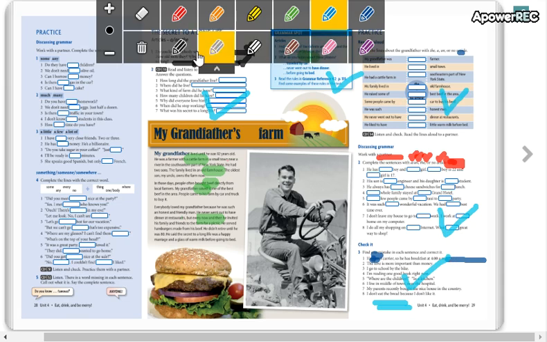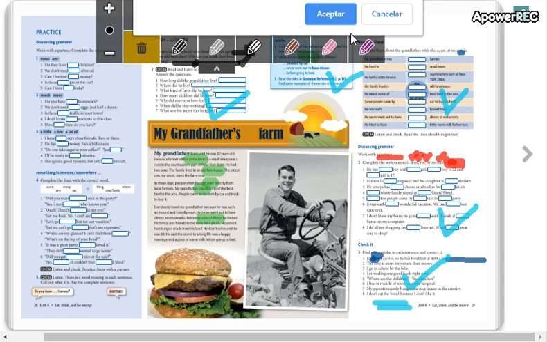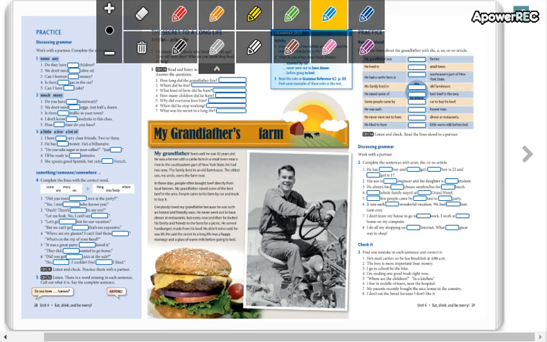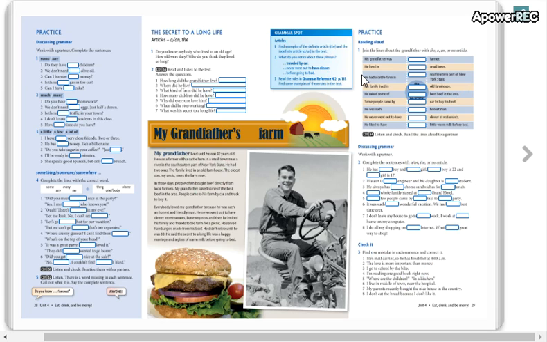Okay, guys? So don't forget to send your picture. Pueden tomar una foto grande o dos partes, ¿no? Depende de ustedes.